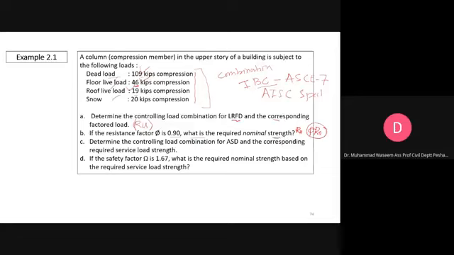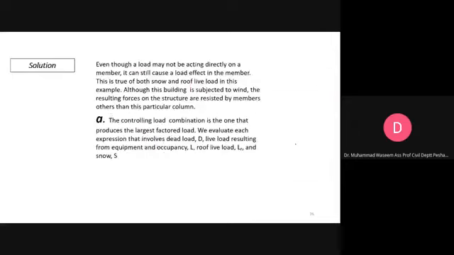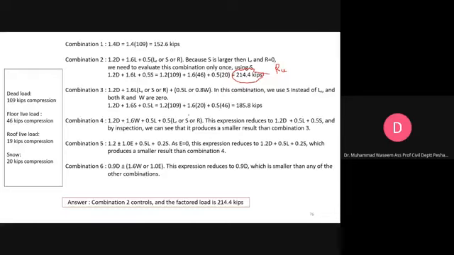Okay, then if the resistance factor is 0.9, what is the nominal strength? So we know that our nominal strength is Rn. So how has it proceeded? You can go through the theory and you will see that there are 6 combinations for these loads which are mentioned by the code. Okay, so you have to check every combination and see which combination is giving you the maximum value. Okay, so combination number 2 is the controlling combination, and this is the answer to the first question.